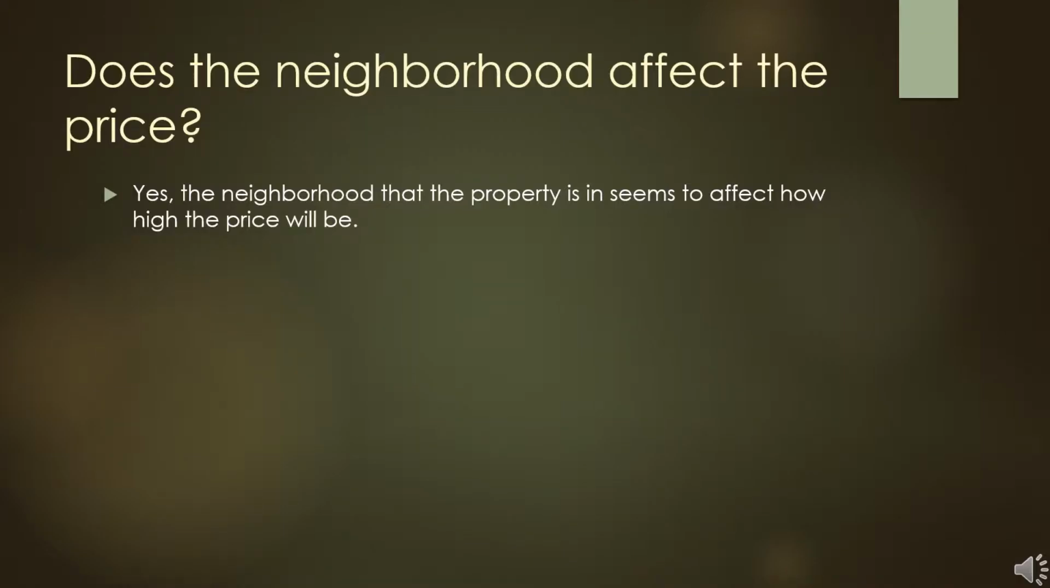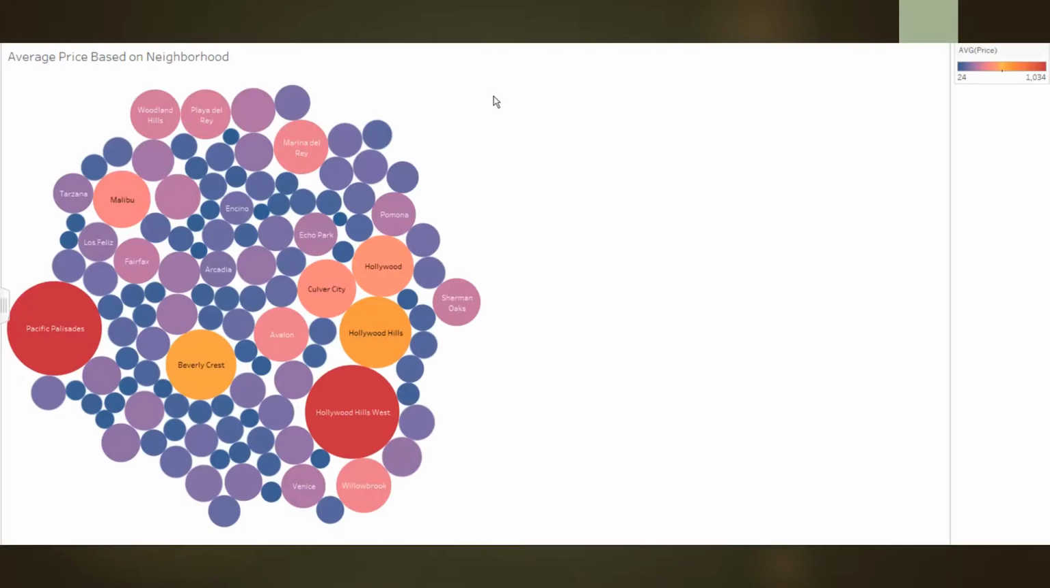The next question that we wanted to ask ourselves was whether or not the neighborhood affected the price. The conclusion that we came to was that the neighborhood did affect the price. Depending upon what neighborhood it is affects how cheap or expensive the property will be. This is our Tableau visualization for the neighborhoods and price.